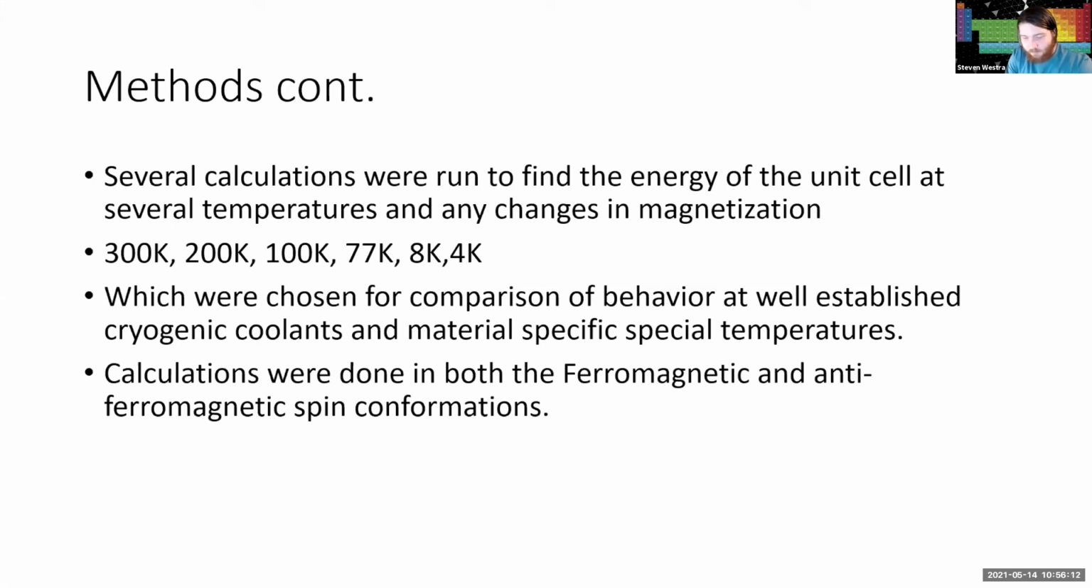8 Kelvin is a point that's of particular interest to ruthenium chloride due to some unusual behavior that it demonstrates there for its heat capacity. And 4 Kelvin is liquid helium. And as I said earlier, the calculations were done for both the ferromagnetic and antiferromagnetic spin conformations.